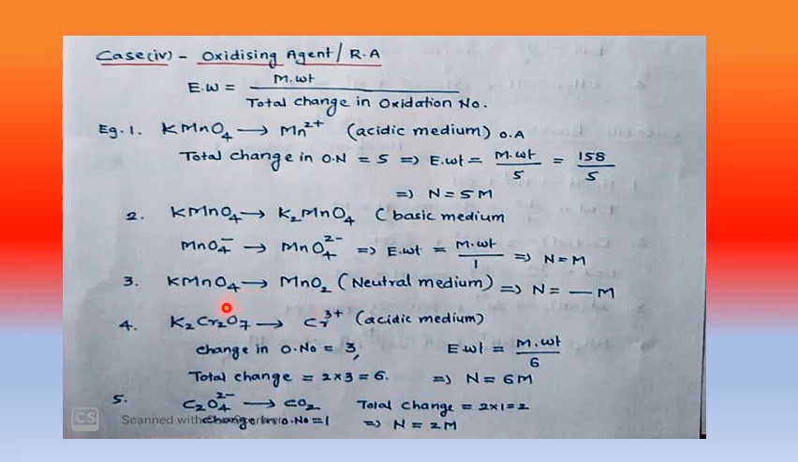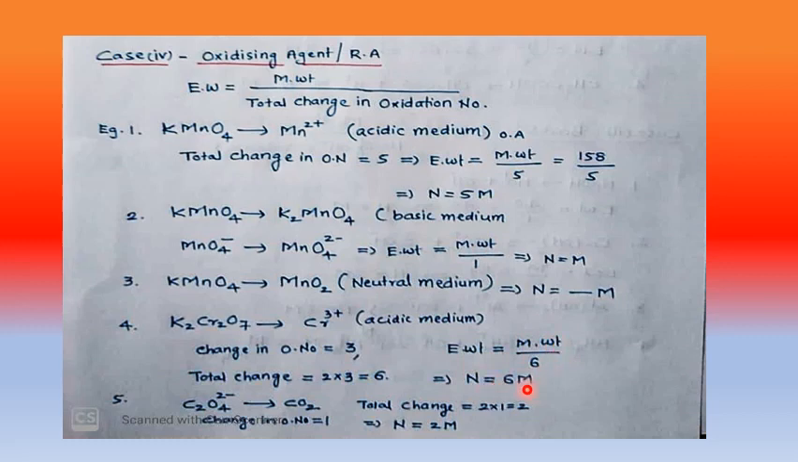Plus 6 to plus 3 is the change in oxidation number. But here how many chromiums are there? On the left hand side 2 chromium atoms are there, but on the right hand side only 1. So the change in oxidation number for 1 chromium equals 3, but the total change, for 2 chromiums, equals 2 into 3, equals 6. So finally equivalent weight equals molecular weight by 6, N equals 6M.